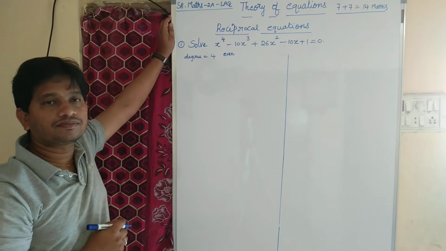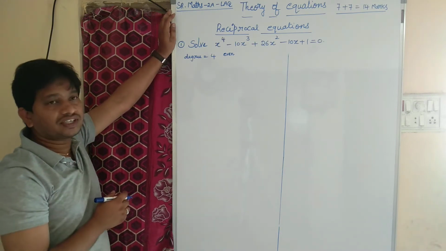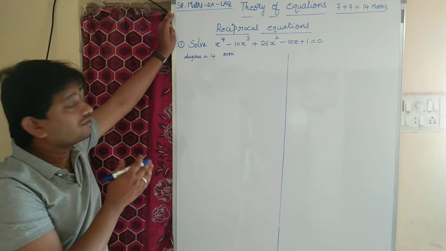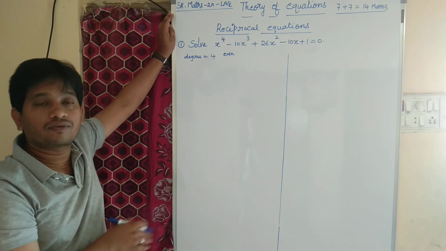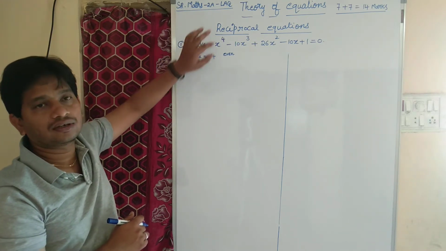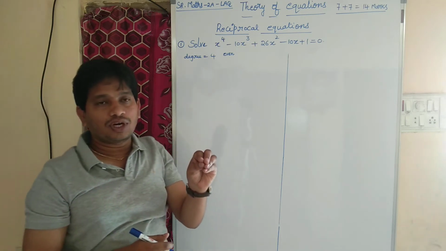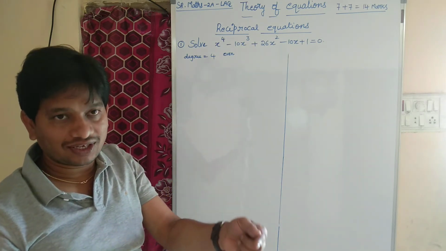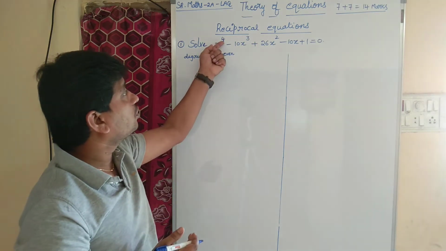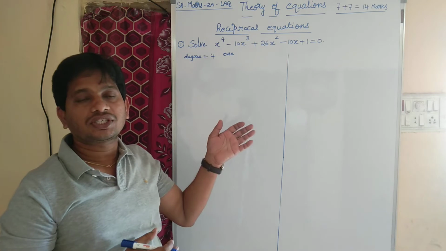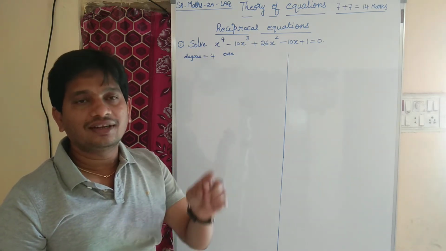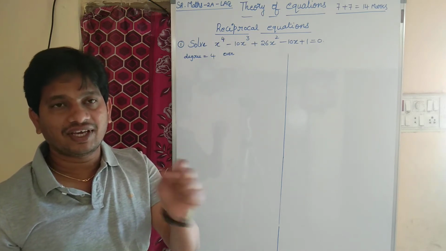4 is even. Right? So the given equation is the standard form of a reciprocal equation, the standard form of a reciprocal equation of class 1, even degree. Children, this equation is a standard form of reciprocal equation whose degree is 4, which is even. So this is called a reciprocal equation. So we need to divide the given equation by x square.